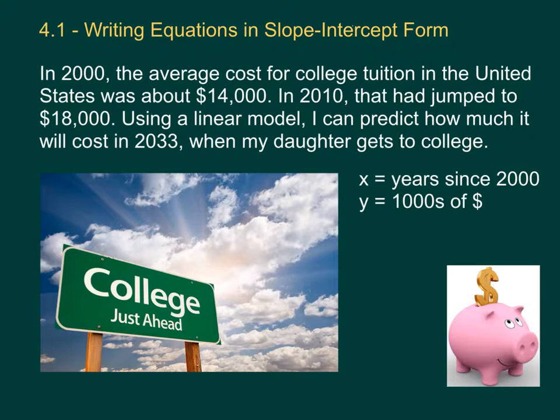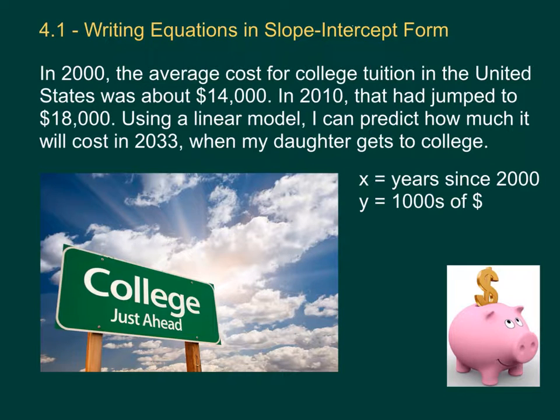And in terms of the y, which I'm going to have for my cost, that seems to be my output, my dependent variable, instead of dealing with 14,000, I'm going to talk about thousands of dollars. That'll make it easier to come up with some ordered pairs. Easier to write, smaller numbers to work with. So keeping that in mind, I want to identify my two ordered pairs.